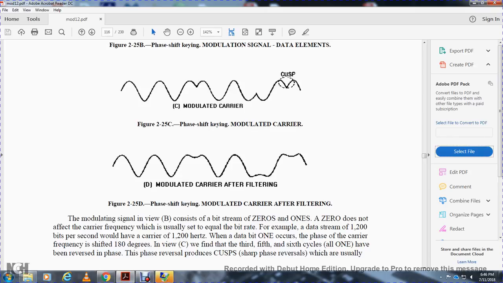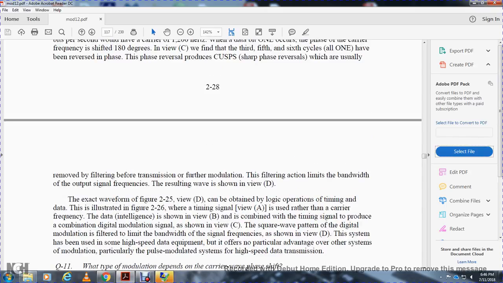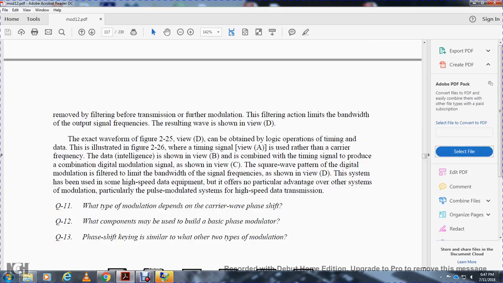CUSPs, or sharp phase reversals, are usually removed by the filter before transmitting further modulation. Filter action limits the bandwidth of the output signal frequency, resulting in the wave shown in view D. The exact waveform of figure 225, view D, can be obtained by the logical operation of the timing of the data.